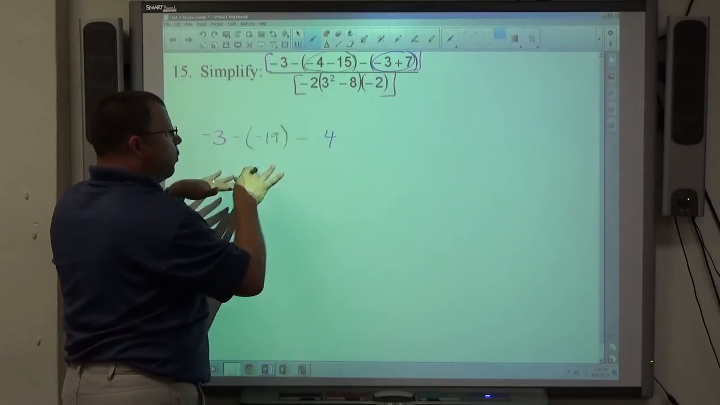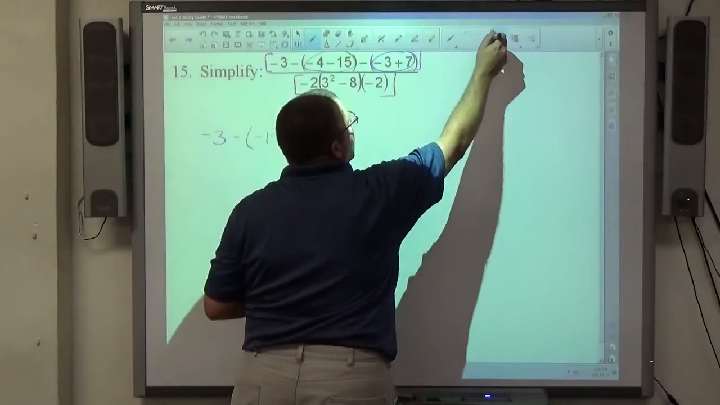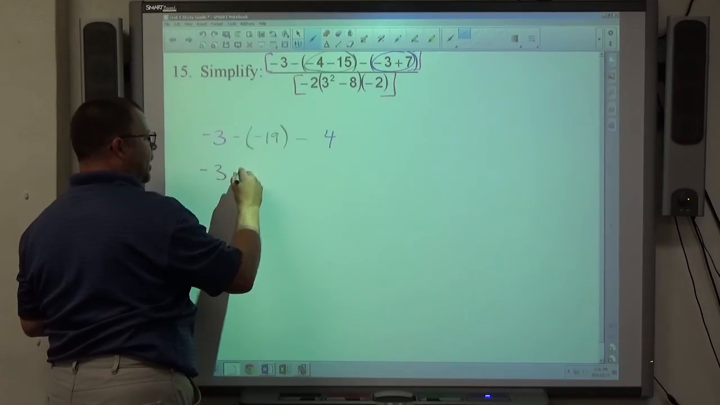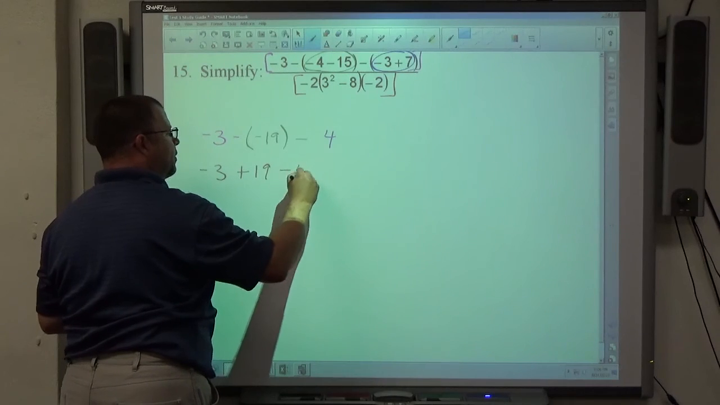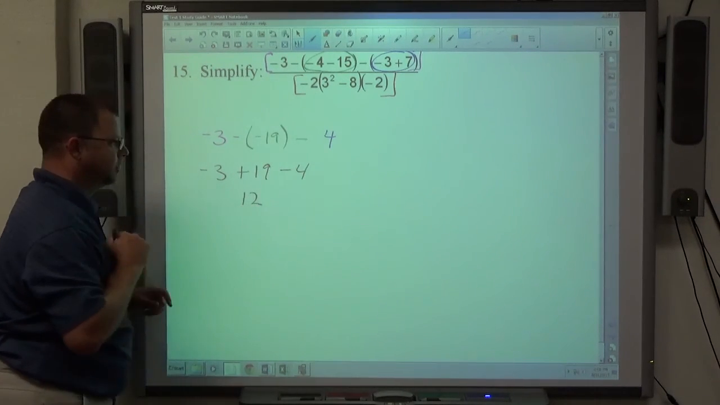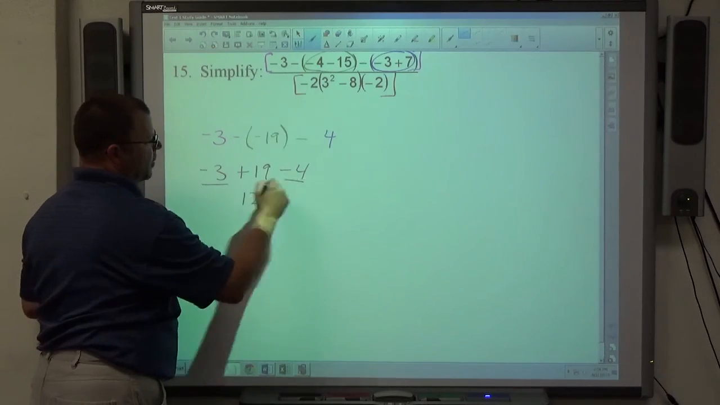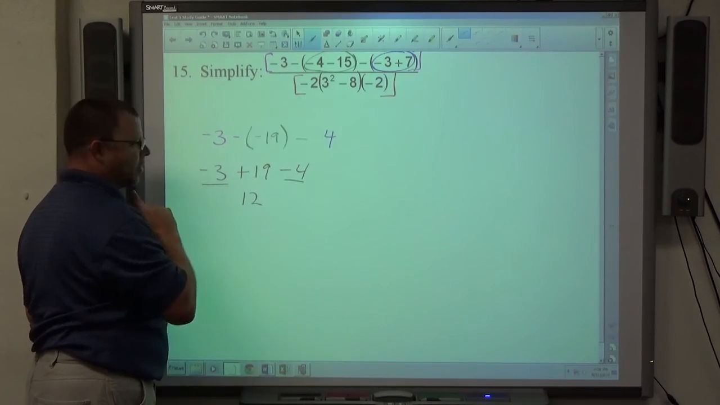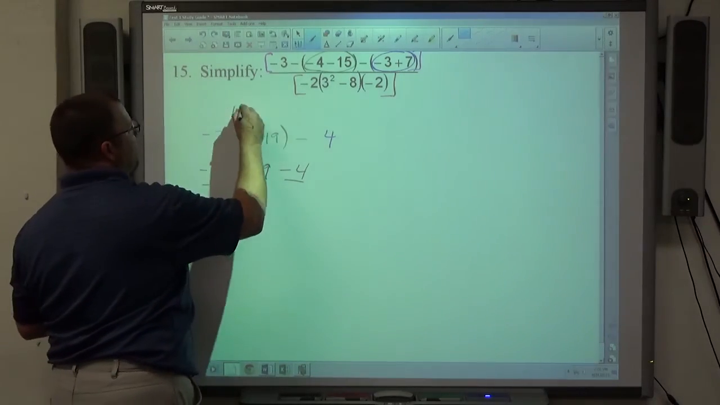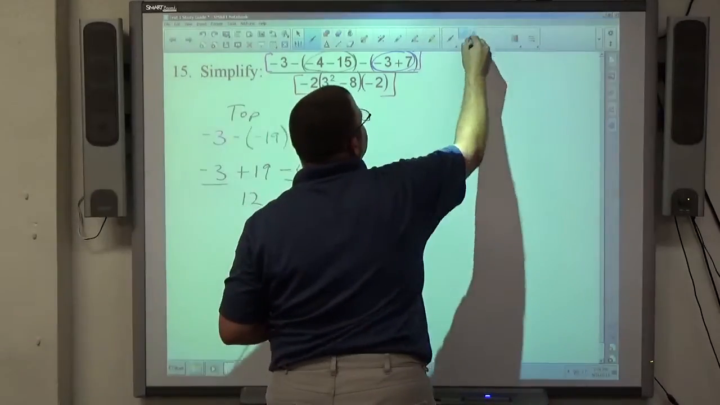Okay, if I continue working the top down as much as I possibly can, -3 is fine the way it is. Minus 19 is plus 19 minus 4. -7 plus 19 makes 12. Negative sum of 7, positive sum of 19, subtract to make a positive 12. That's the top.